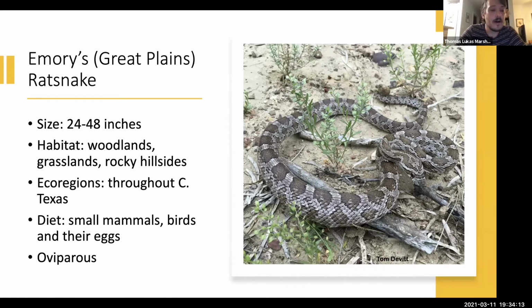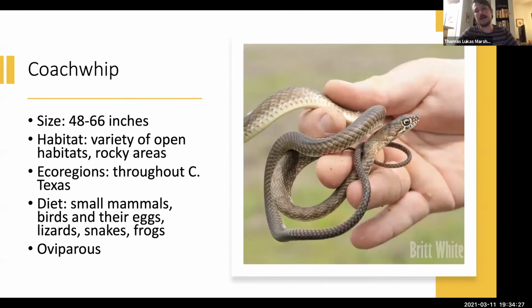They also eat small mammals and birds. And they're also one of the species that's known to inhabit some of the caves that we have here in the region and feed on bats. Another species that we have that is known to have a particular fondness of bats is the coach whip.